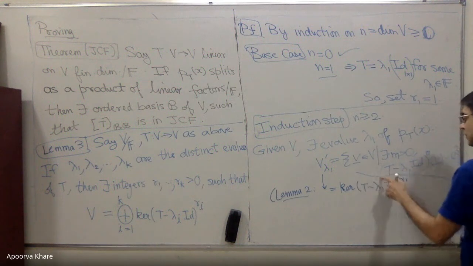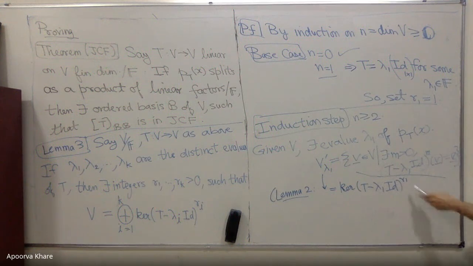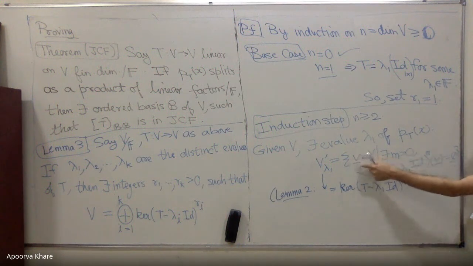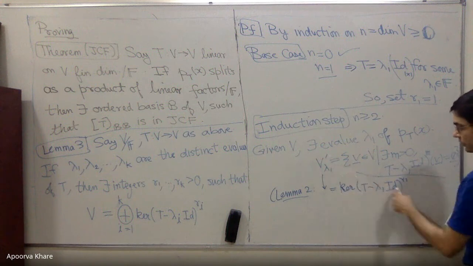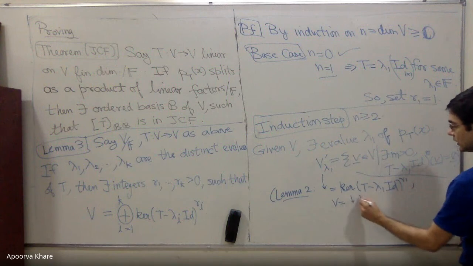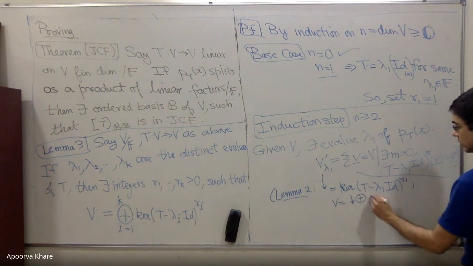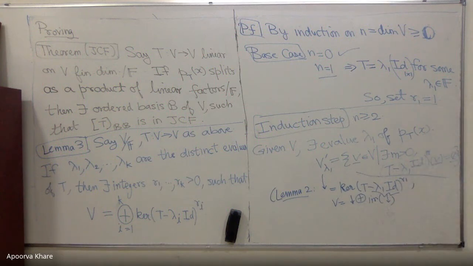And so there is some integer R1 that works for every single V in this set. Not just that for every V you have some power, no, for all the V's you have the same power R1. That was what lemma 2 said. And moreover, it said that V is the kernel of this direct sum the image of this thing. Right? That was what lemma 2 had said.